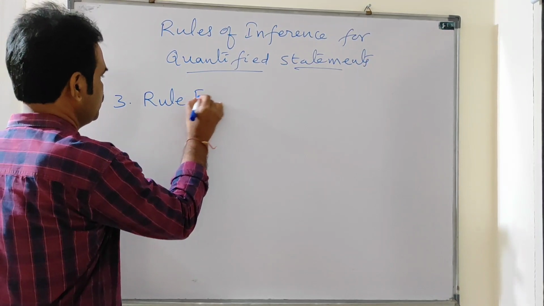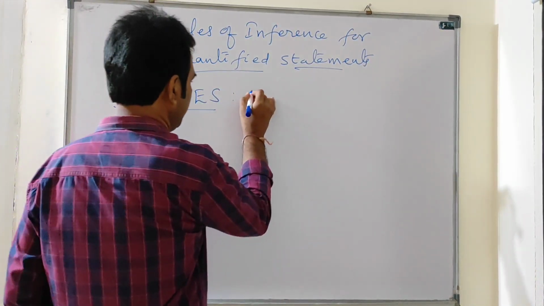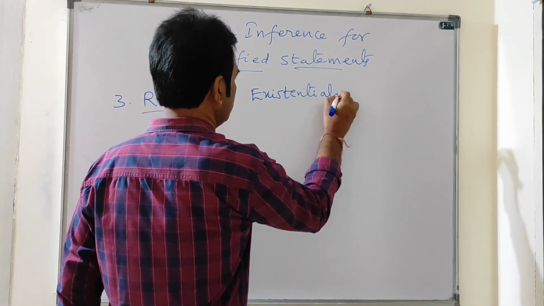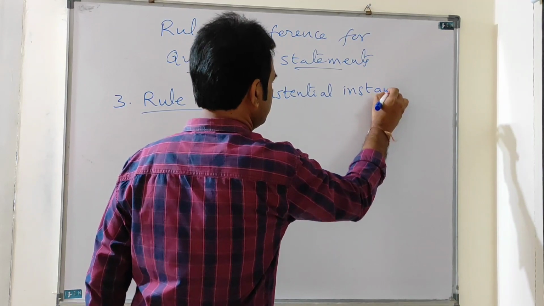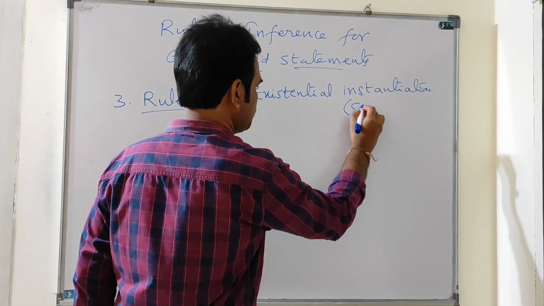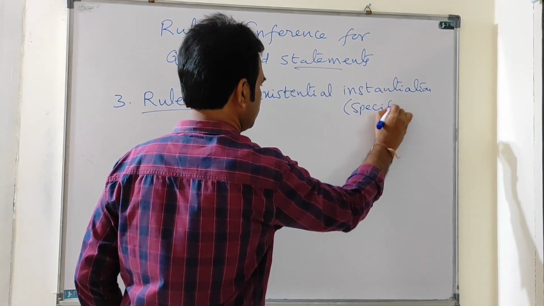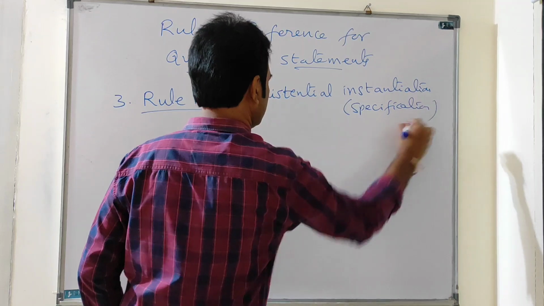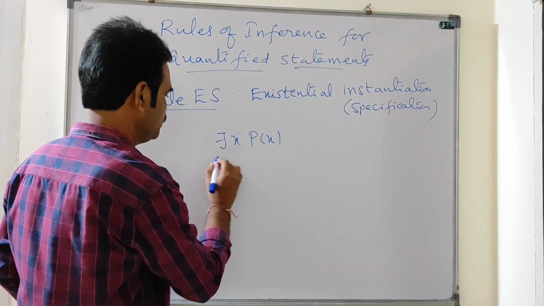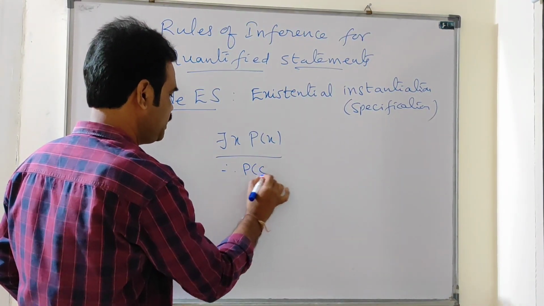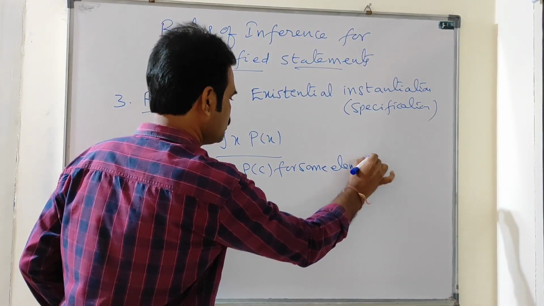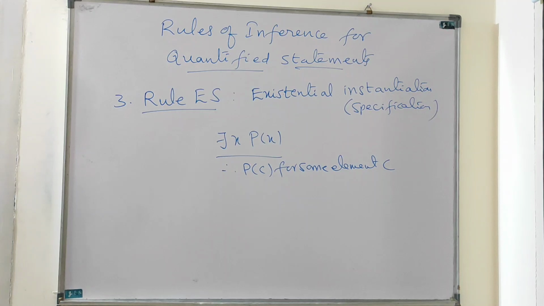Next rule, rule ES. That is existential instantiation or existential specification. That is there exists x, p of x, therefore p of c for some element c. This is rule ES.